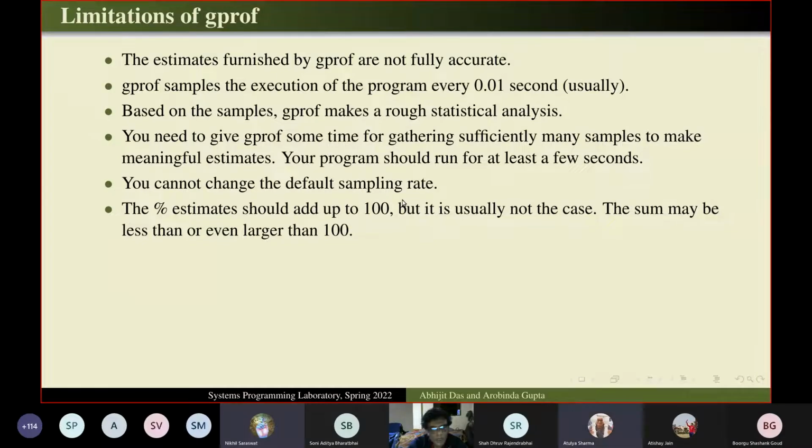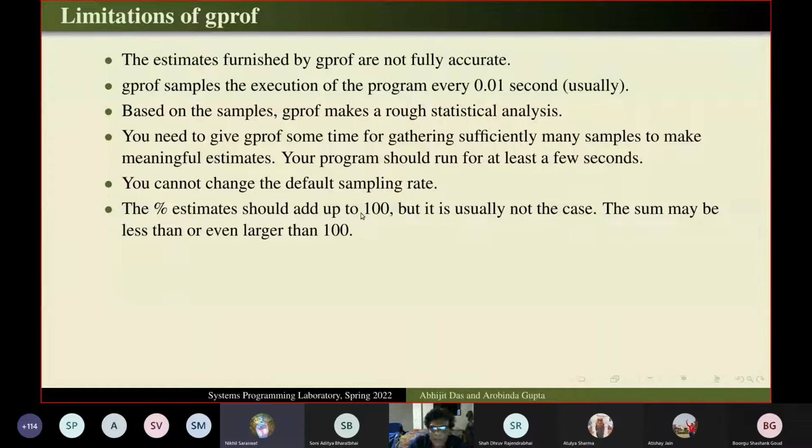Sir, one more thing. Whenever we run any program, the total time taken to execute it often depends on the state of the machine it is in currently. So every time we run the program, it might give us different results, I mean, different performance. Yeah, that's true.